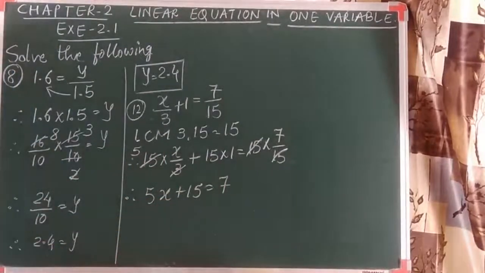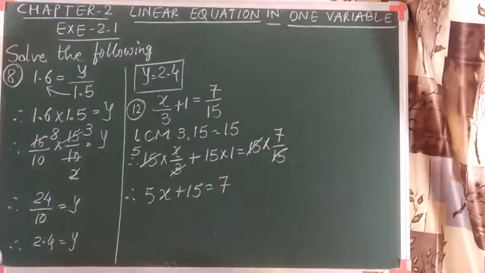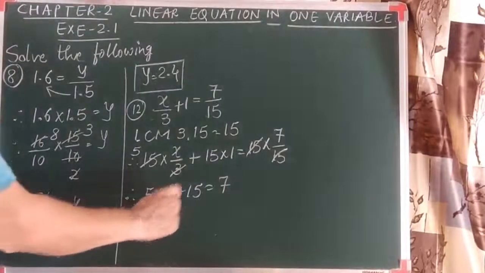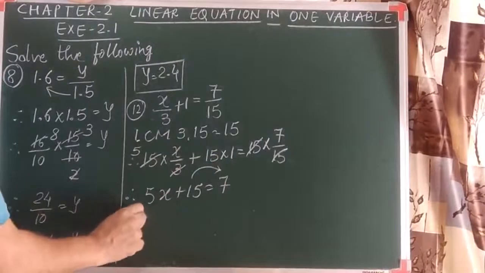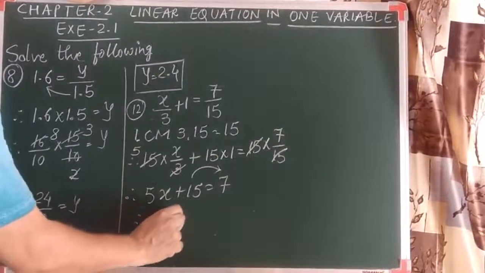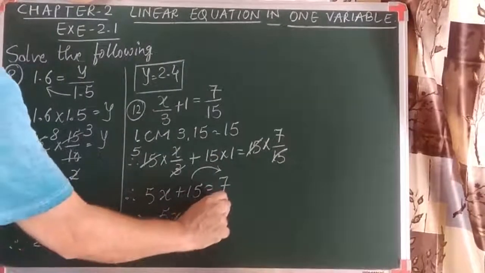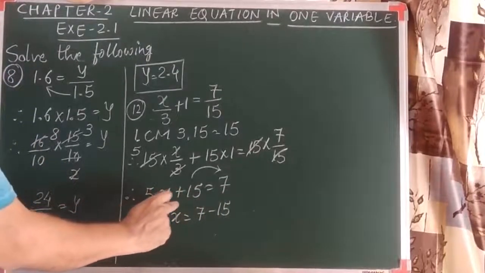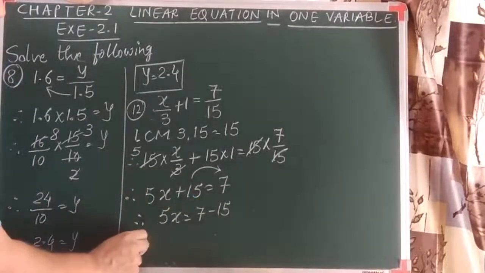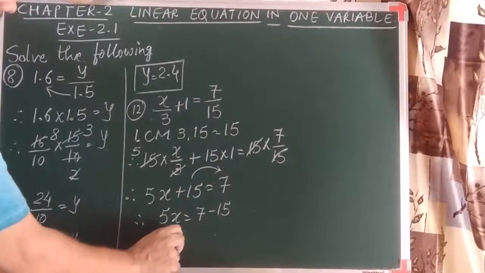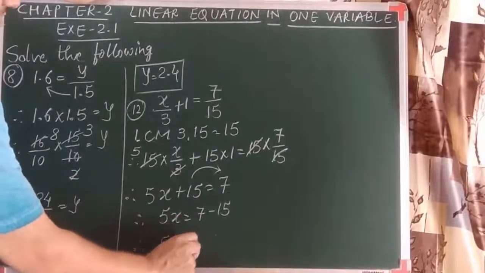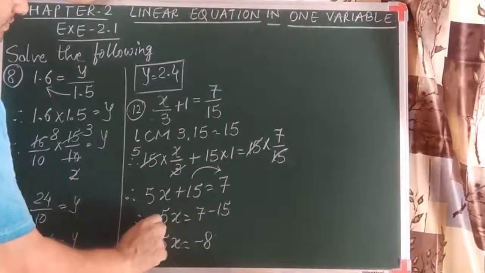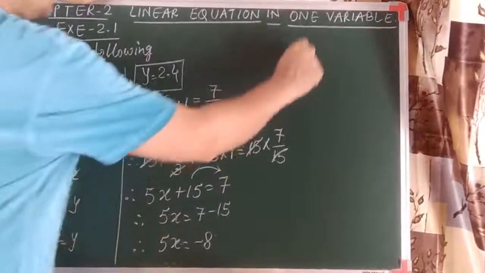You can see it's in the simplest form. So now the first condition, all the variables on the left hand side, all the constants on the right hand side. So 5x is equals to 7 minus 15. I have to change the sign of 15 as it has the relation with 5x as addition, so it becomes negative. So 5x is equals to, as plus minus minus, so minus 8. Oh, this is not the answer. We have to find out x.